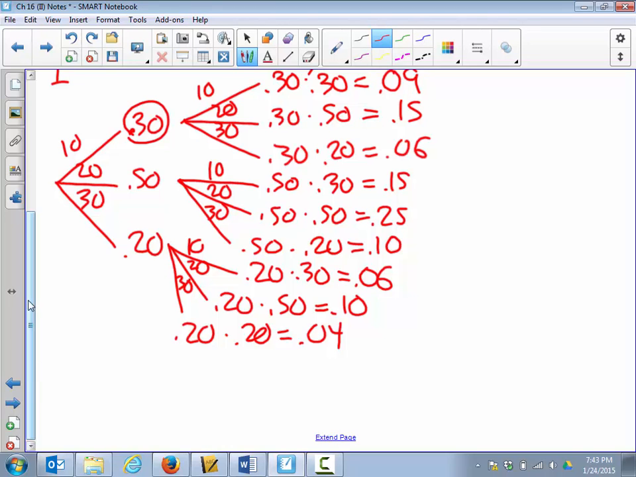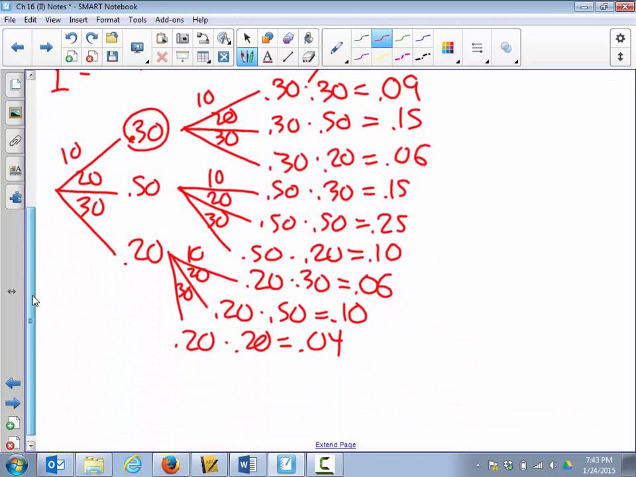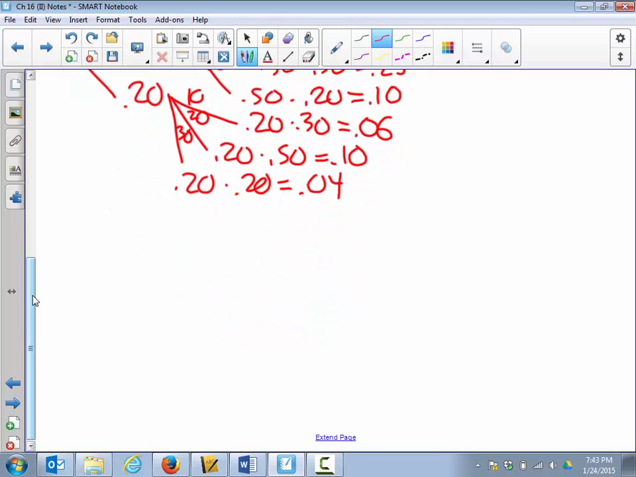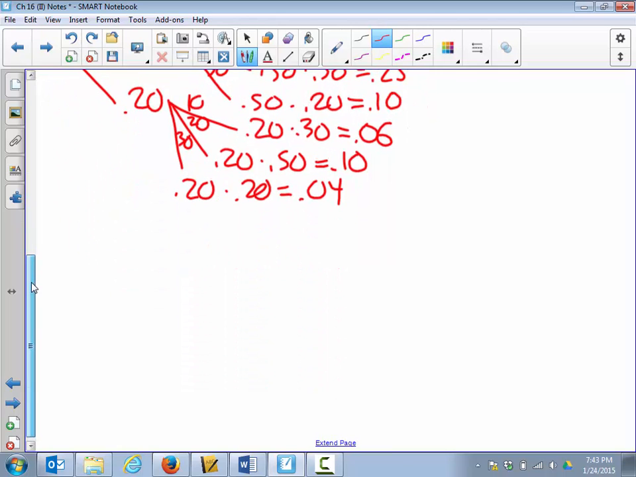20% here, which is 0.04. Okay, 0.06, 0.10, 0.04, total of 20% in all. Okay, so we're good.